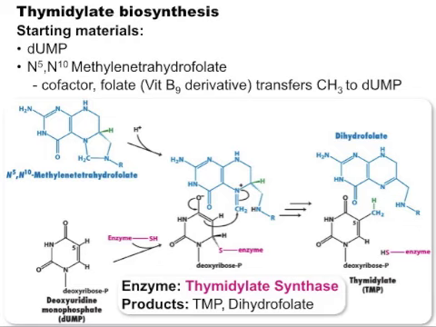This cofactor is a folate, vitamin B9, derivative. This acts to transfer a methyl group to deoxyuridylate to make thymidylate. And so the products of this reaction are TMP and dihydrofolate. In the process of this reaction, N5,N10-methylene tetrahydrofolate is converted to dihydrofolate. For this enzyme to become active again, we must reconstitute N5,N10-methylene tetrahydrofolate.